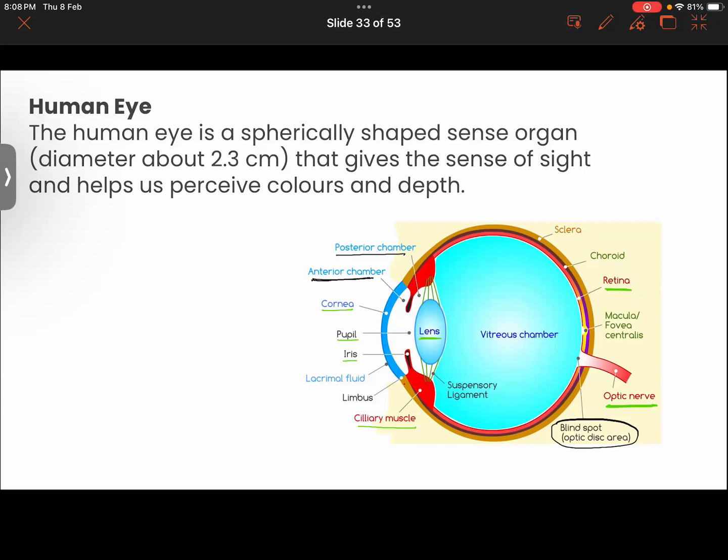So the iris regulates, stimulates the pupil to contract and relax. Exactly. So thereby it can control the amount of light that can enter.